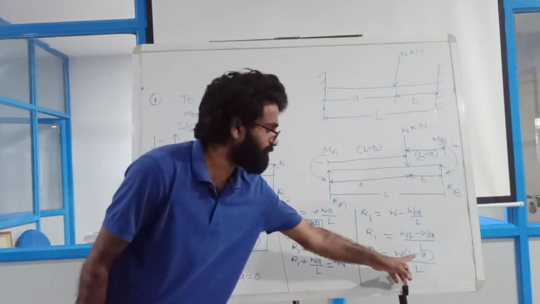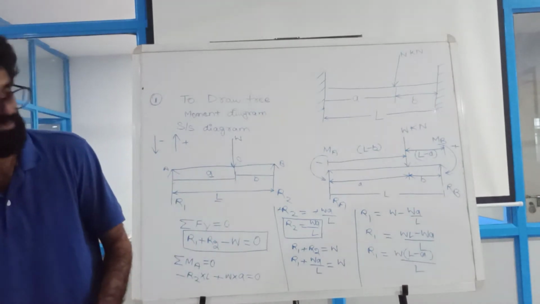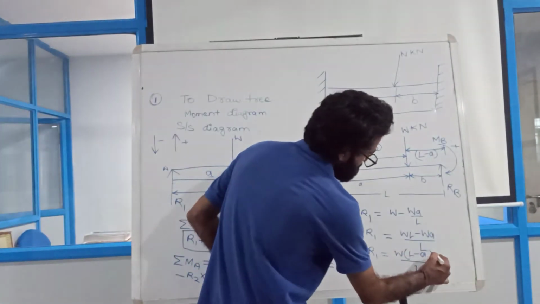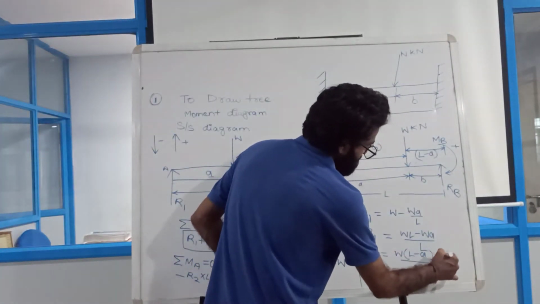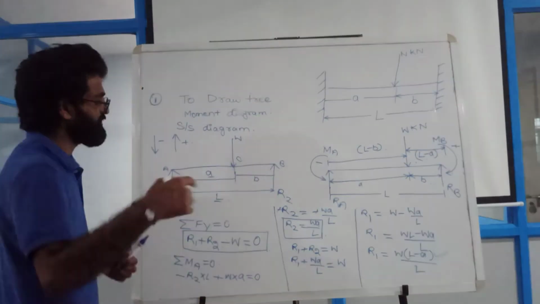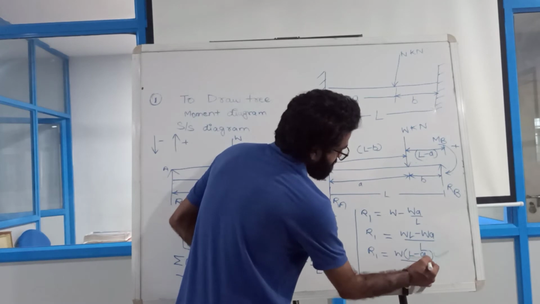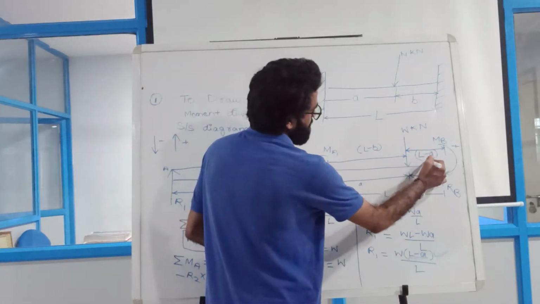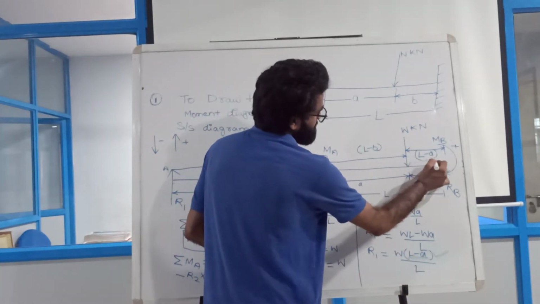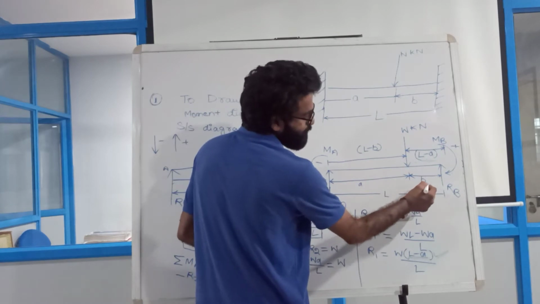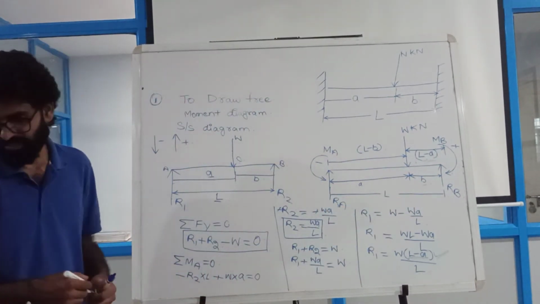And what is L minus A? What is this term, L minus A? So my dear friends, this L minus A is this particular value. So L minus A is equal to B. So let us do it.